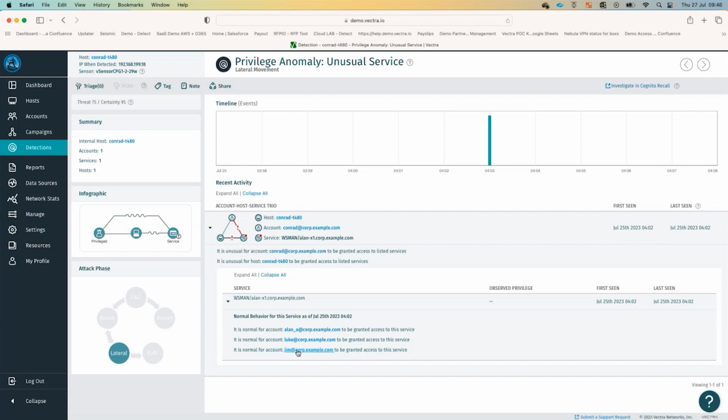So why are they utilizing this in this way, and we've never seen it? Therefore, I can be very confident that Conrad is acting suspiciously, most likely because his credentials have gone. Now let's follow this story, right?